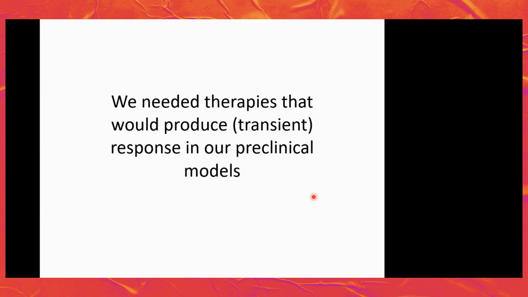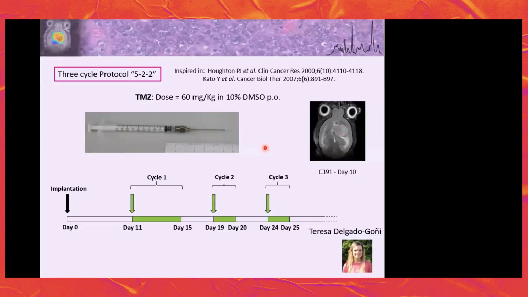Of course, we had the model, we thought this was useful for us, but then we needed therapies that would produce transient response to then develop a biomarker. This took some wheeling and dealing, and this was the PhD by Teresa Delgado Goñi, inspired by previous work, and this was the temozolomide protocol that would work for us, 60 milligram per kilogram, 10% dimethyl sulfoxide, oral administration. And the 522 protocol means 5 temozolomide days, 1 dose every day, 3 days rest period, 2 days therapy again, 3 days rest period, and again 2 days of therapy and then monitoring.